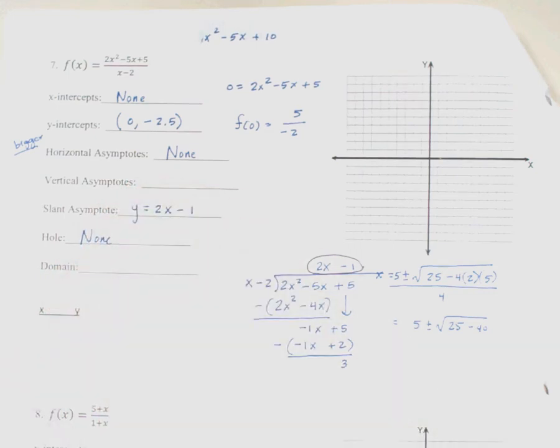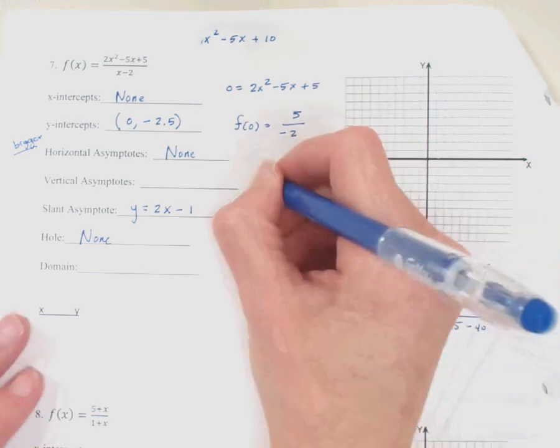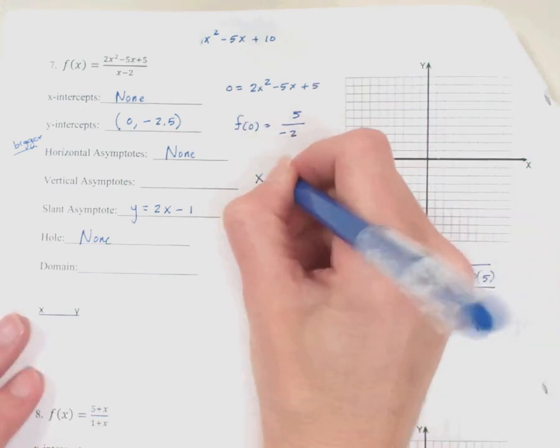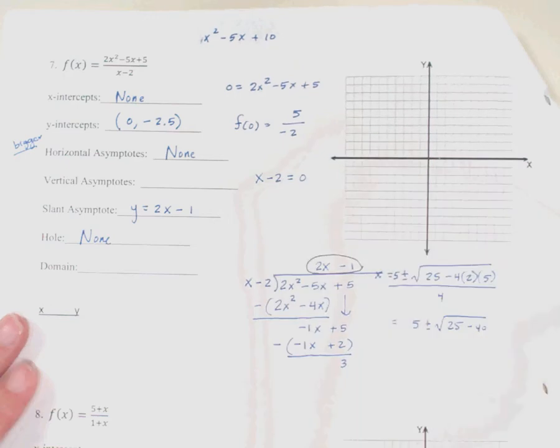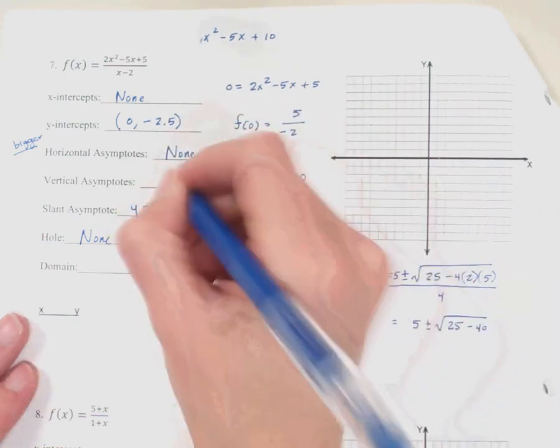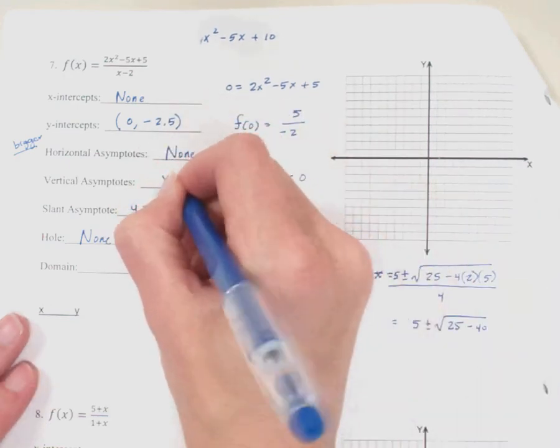Next we have vertical asymptotes. To find vertical asymptotes, we set the denominator equal to 0 and solve. So I have x minus 2 equals 0, and a vertical asymptote is located at x equals 2.